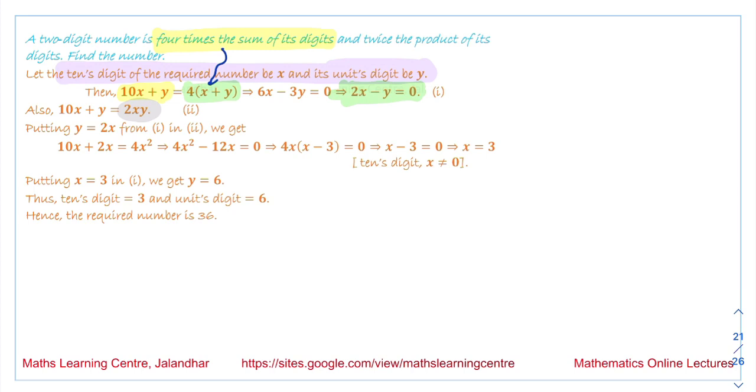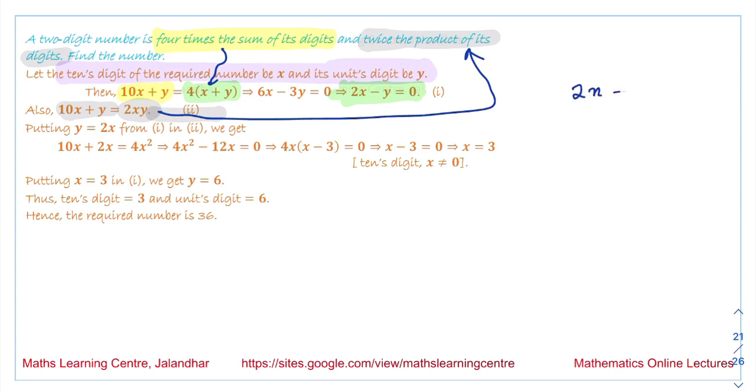Now the next thing we have is twice the product of its digits. The same number, 10x plus y, is equal to 2 times the product of its digits, that is, 10x plus y is equal to 2 times x into y. So we have two equations now. One is 2x minus y is equal to 0, and the second equation is 10x plus y is equal to 2xy.